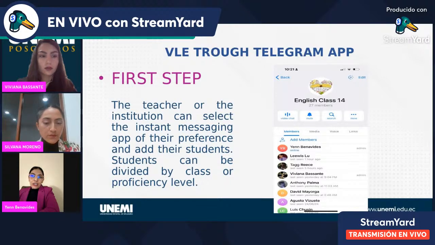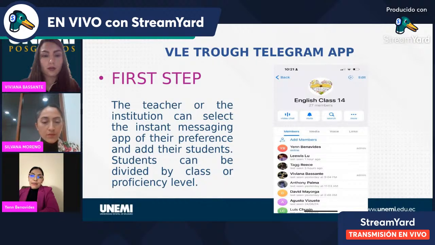I'm going to provide you an example of a BLE through the Telegram app. So the first step is to install the Telegram app on your computer or your phone. Next, you are going to create a group. In this case, I created English class 14, and then you add your participants.